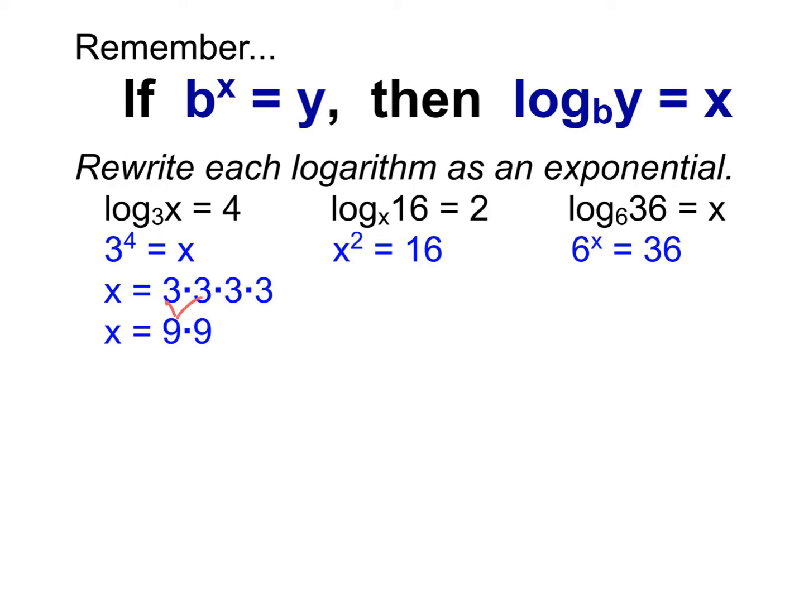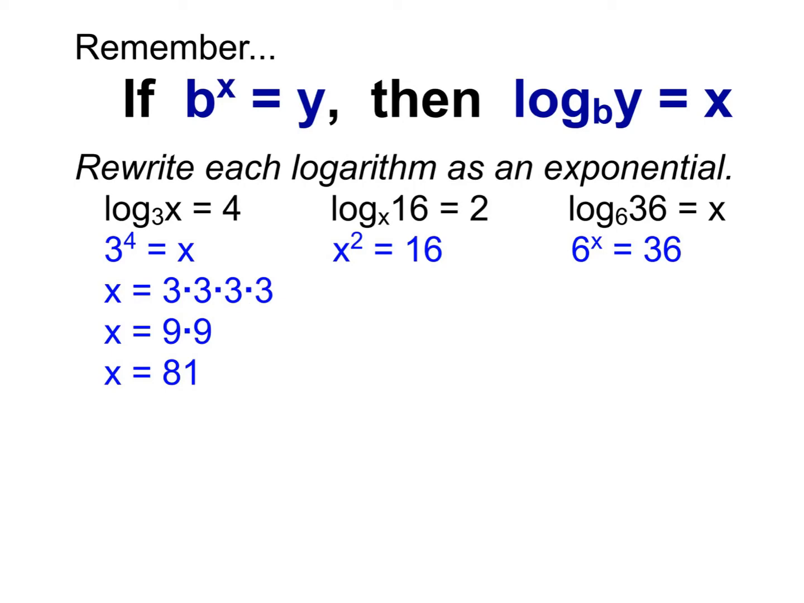3 times 3 gives me 9. The other 3 times 3 gives me the other 9. And I know what 9 times 9 is. 9 times 9, of course, is 81. So there we were able to figure it out. Much easier than if we had multiplied 3 by 3 is 9, by 3 is 27, and then 27 times 3 would give us 81, but that's a bit harder to figure out.